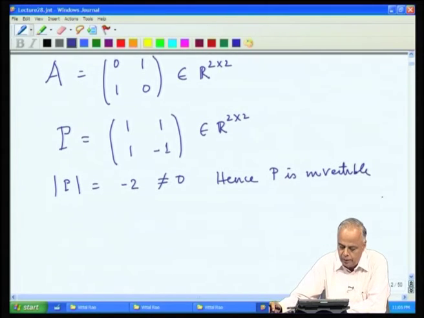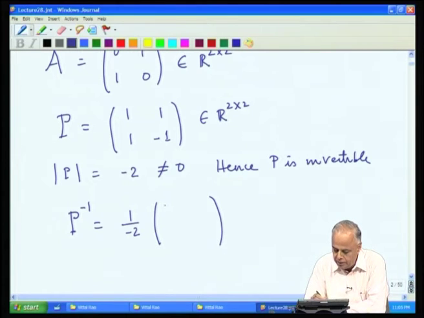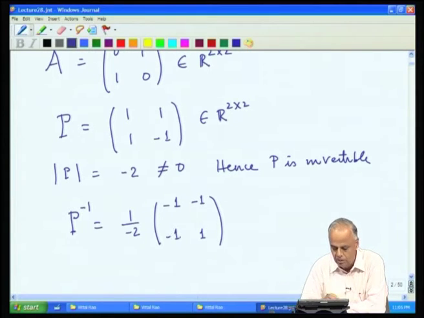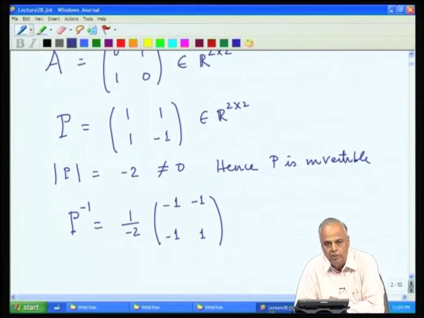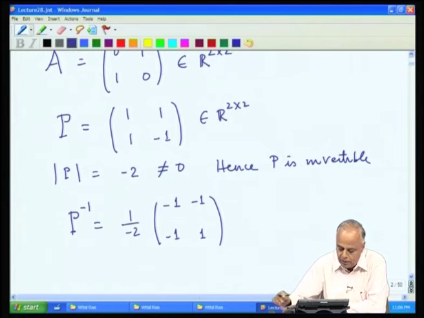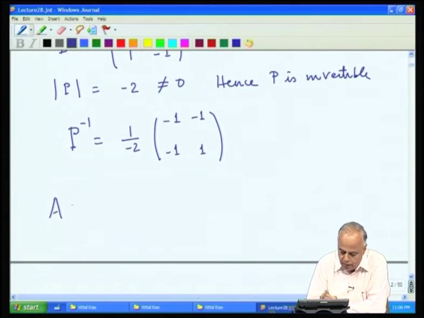And for 2 by 2 matrices, the inverse is easy to find. The inverse is 1 over the determinant, with the diagonals interchanged and the signs of the off diagonals changed. So, this is the matrix P inverse, and let us calculate A P.